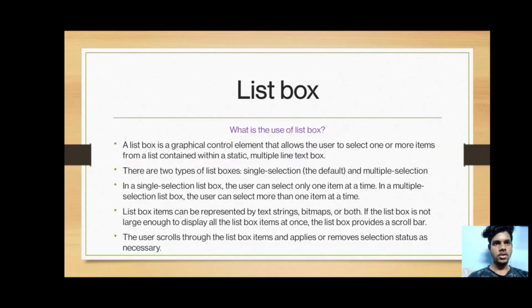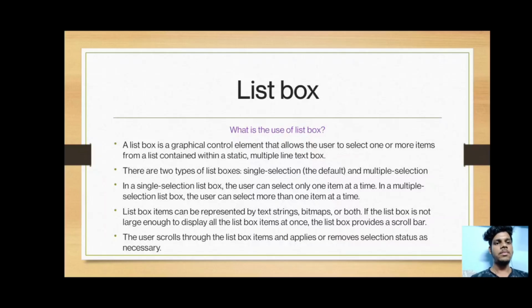A list box is a graphical control element that allows the user to select one or more items from a list contained within a static multiple-line text box. There are two types of list boxes: single selection and multiple selection. In a single selection list box, the user can select only one item at a time. In a multiple selection list box, the user can select more than one item at a time.